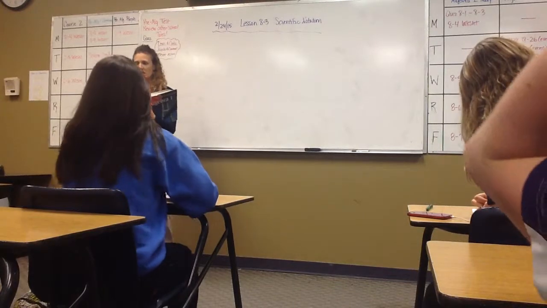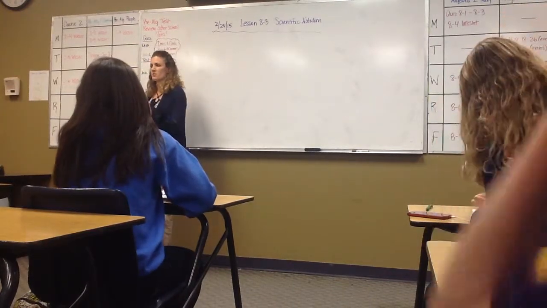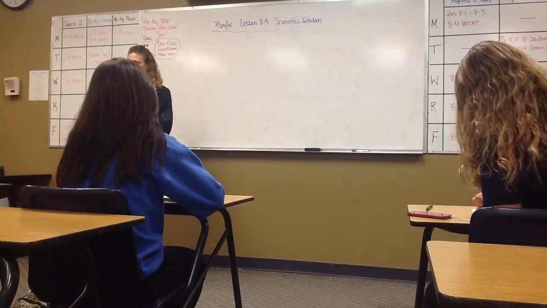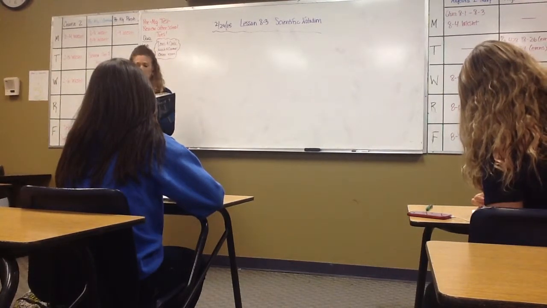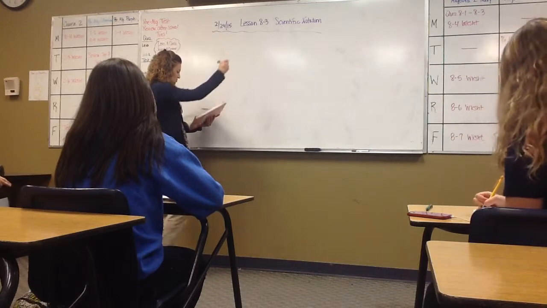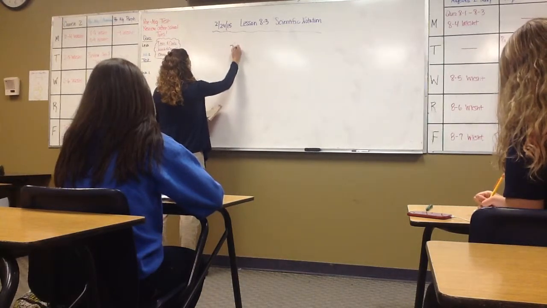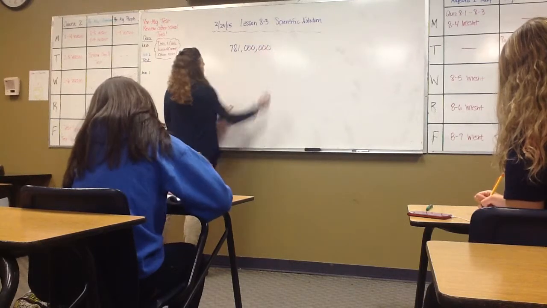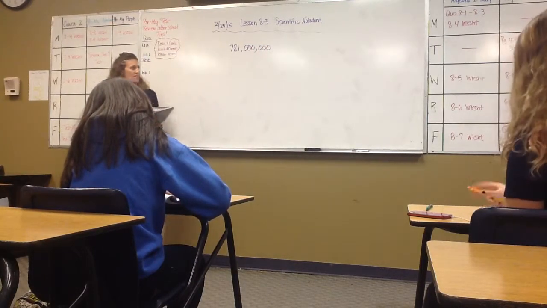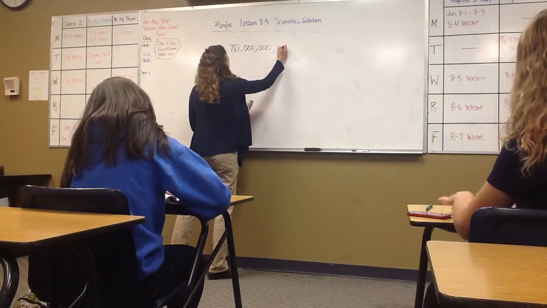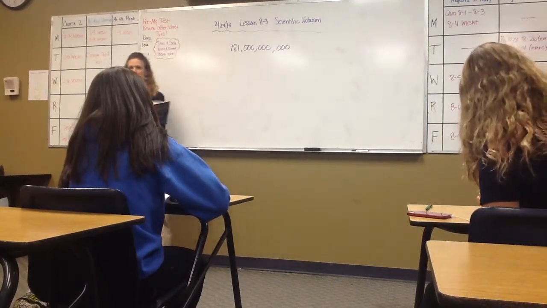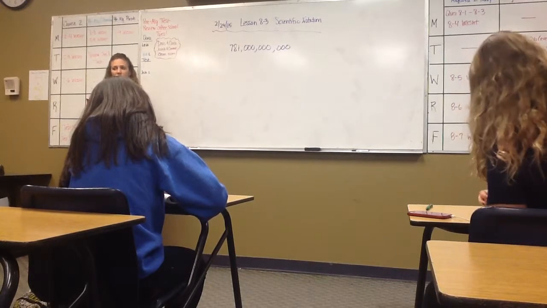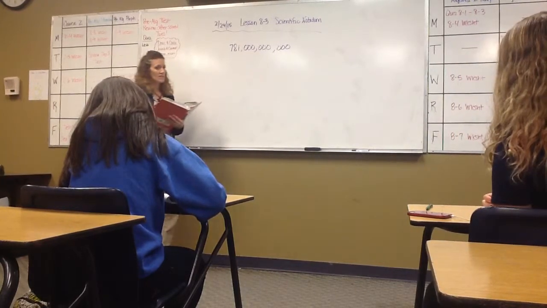Okay, scientific notation is for big numbers and small numbers. That way you don't have to write out a whole bunch of zeros. If you have a very big number, we can write it so that it doesn't look so cumbersome with a bunch of zeros.